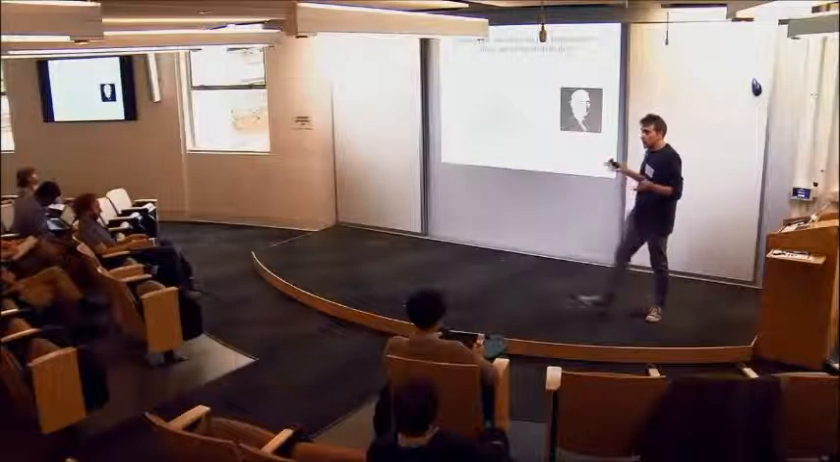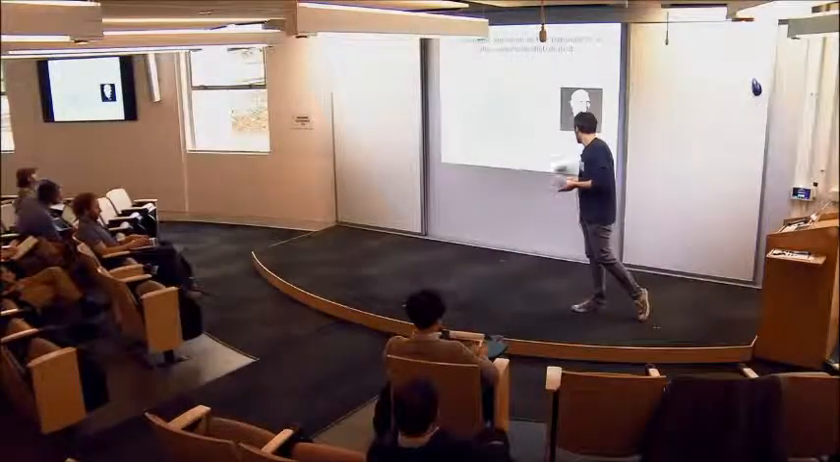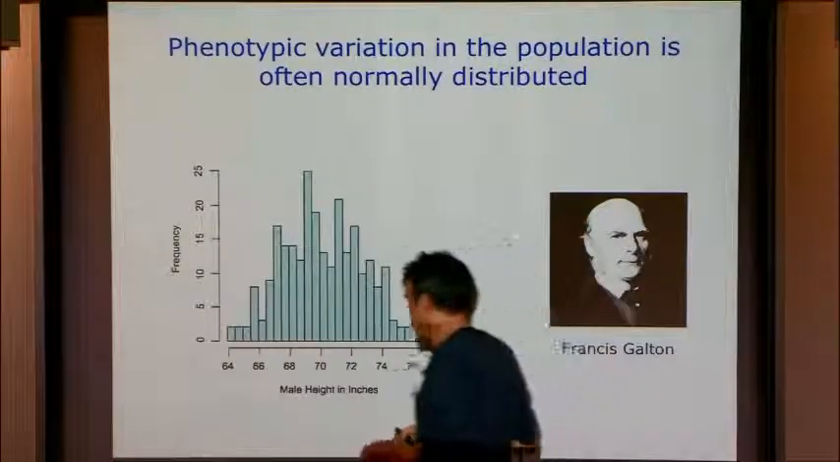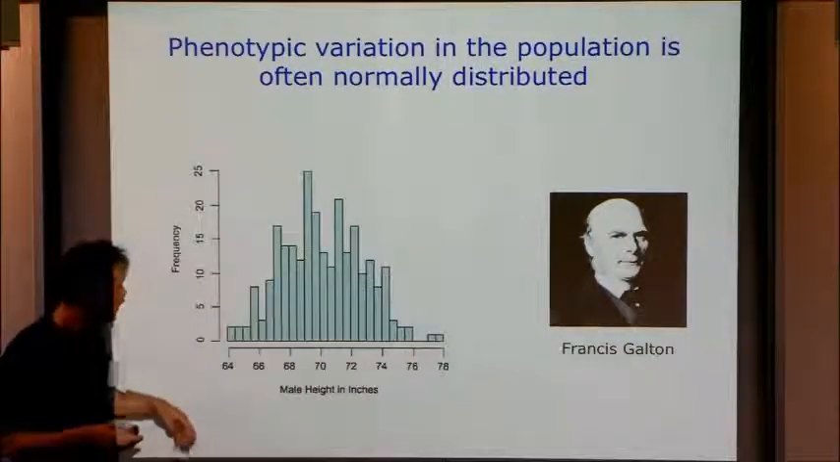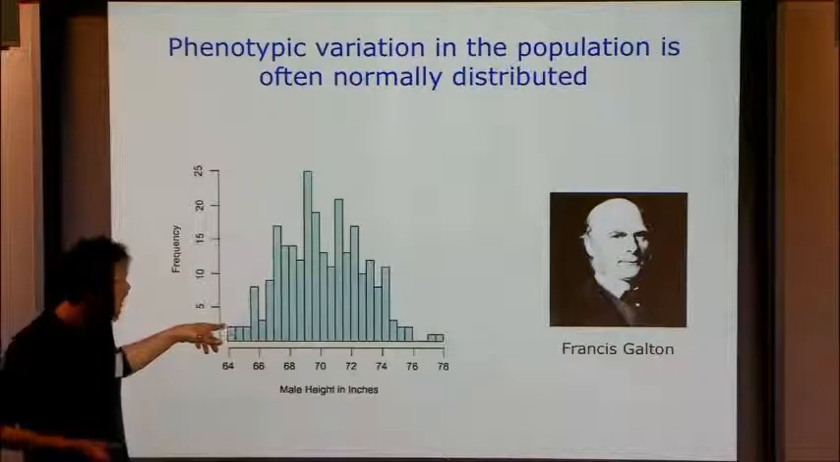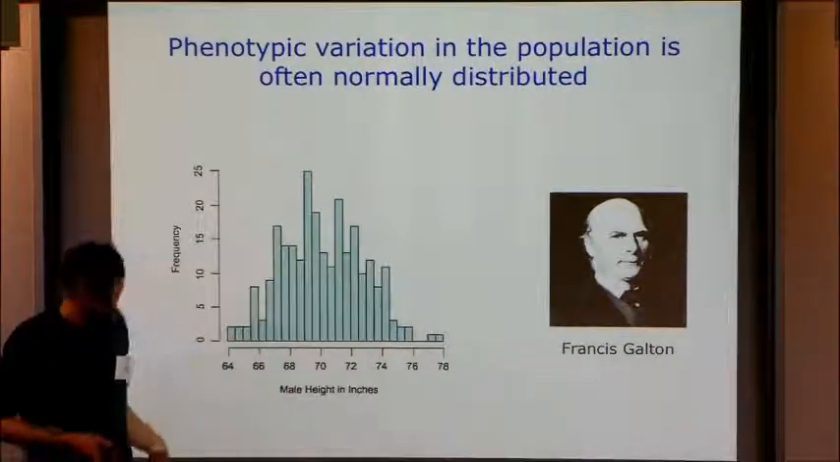Shortly after the publication of The Origin of Species, Darwin's cousin Francis Galton became obsessed with studying human genetic variation, and he soon discovered that many phenotypes appear to be normally distributed in human populations. In this case, you see the histogram for height.